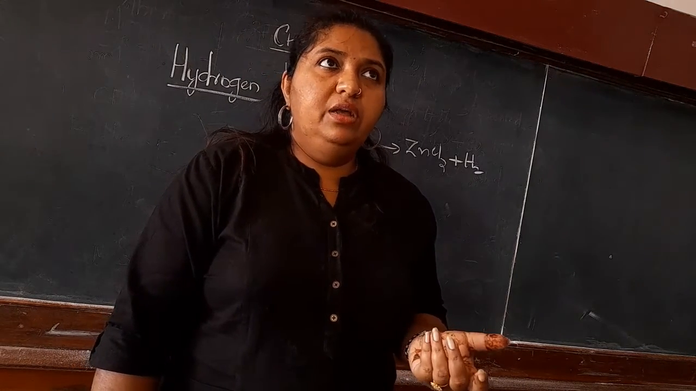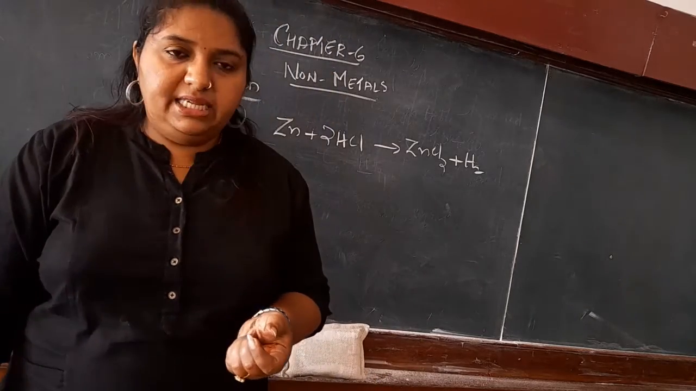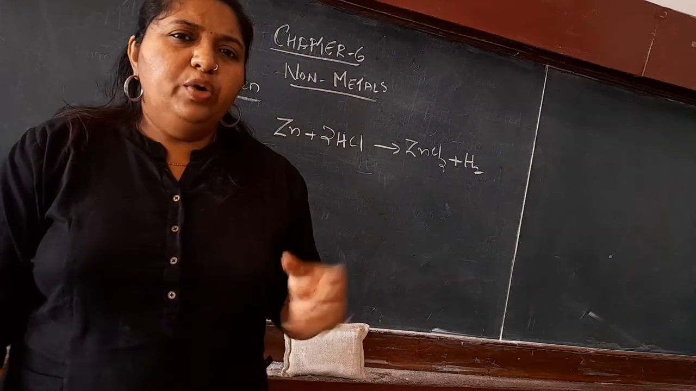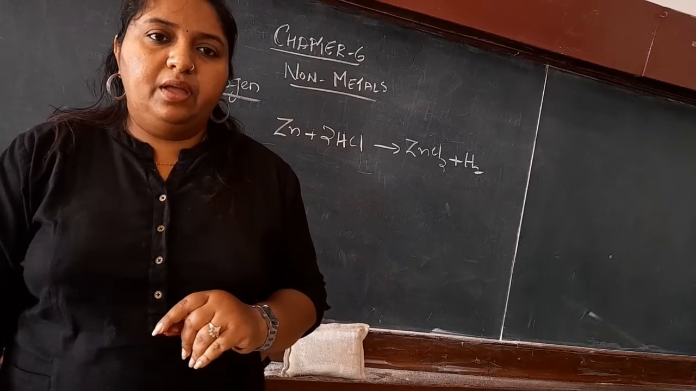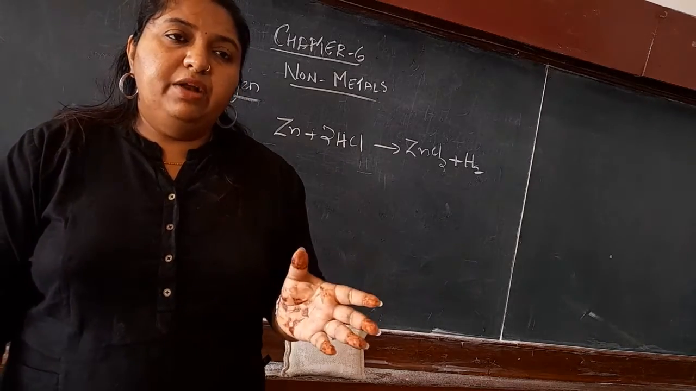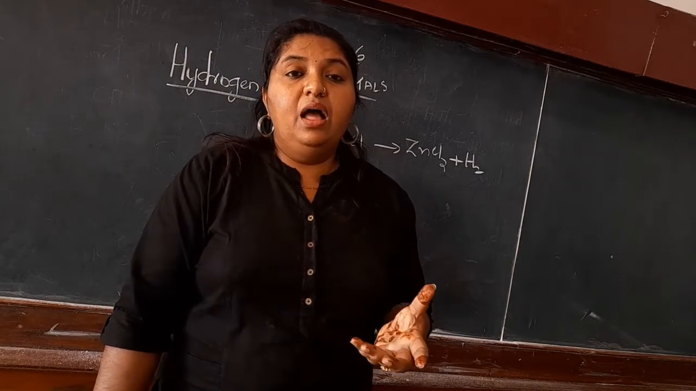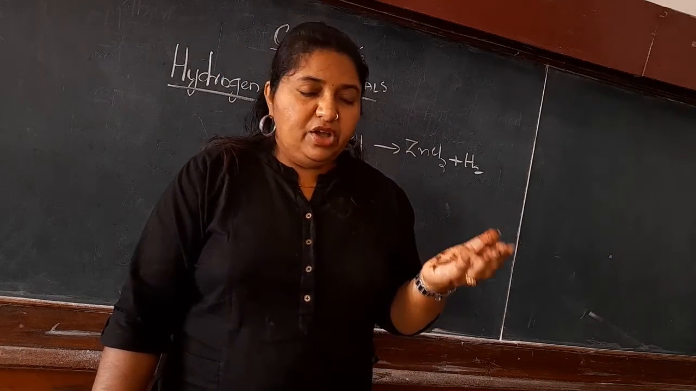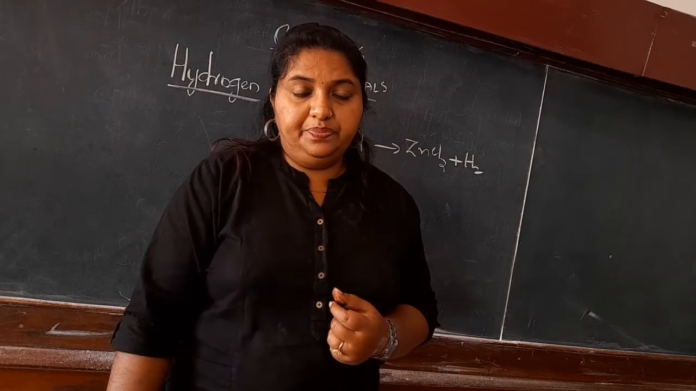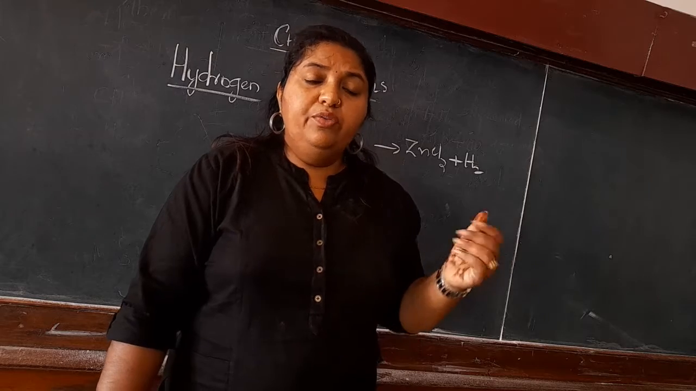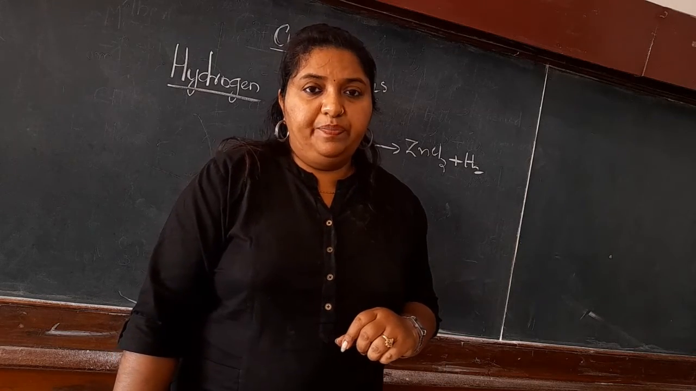Now, hydrogen is a major component which is seen in the sun and stars. Only a small amount of hydrogen can be seen in the free state. The other part, water. Water is a compound of hydrogen and oxygen. So, we are going to see how hydrogen is prepared in the laboratory.